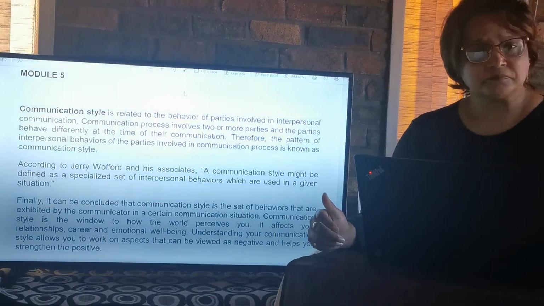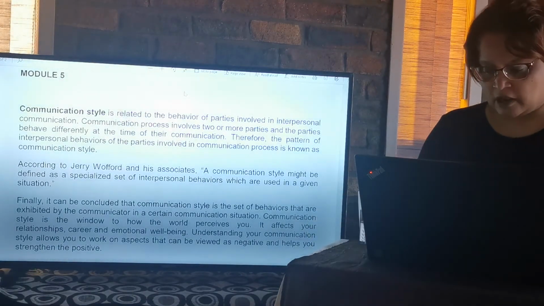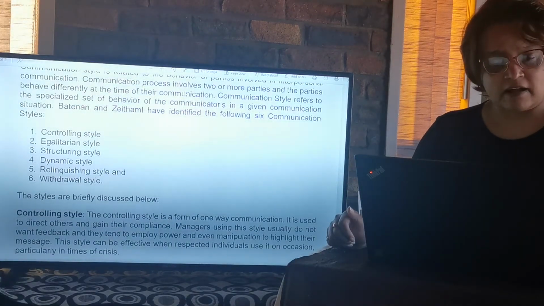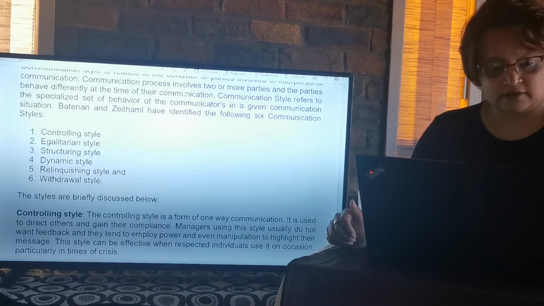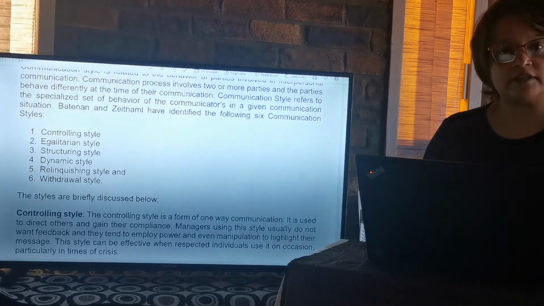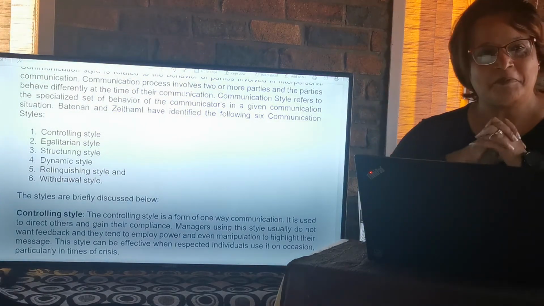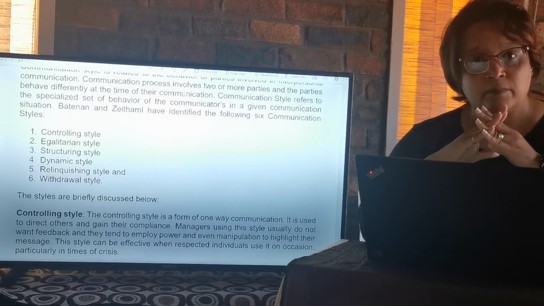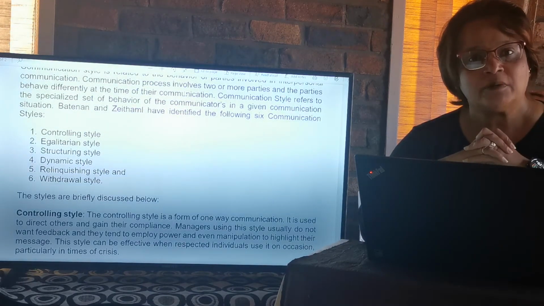And your module also covers 6 of these communication styles, and I will go through it as follows. We have the controlling style, the egalitarian style, structuring, dynamic, relinquishing, and withdrawal styles. We will start off with the controlling style. Now, the word already indicates Heil Hitler. No, let's not be prejudiced, but controlling style is when the sender of the information is instructing. He's giving the information and there's almost no room for feedback.